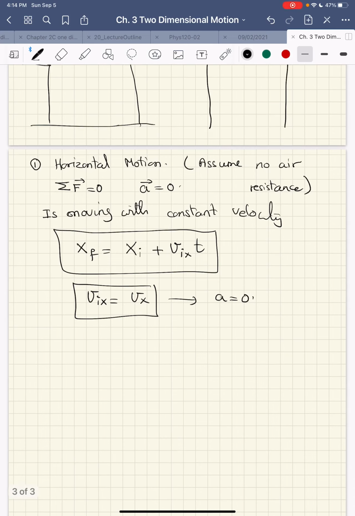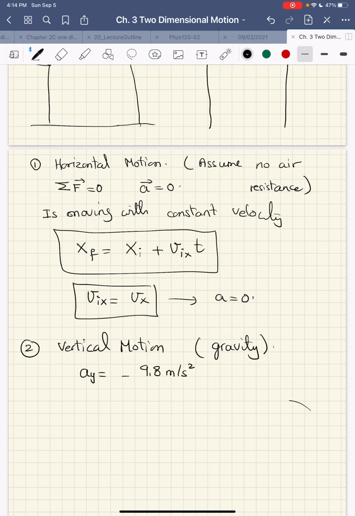We have the second motion. It is the vertical motion. And here, gravity is there. Then ay equals negative 9.8. Why negative? Because free fall is always towards the center of the earth, so a equals negative 9.8 because it is downward, if I'm taking my x here, my y here, as the positives, okay?